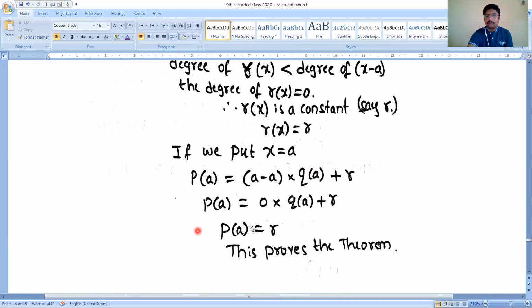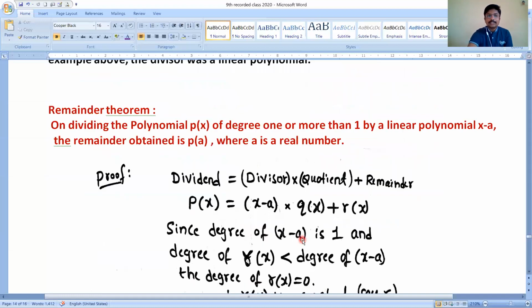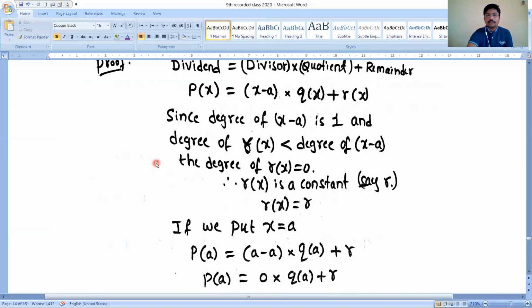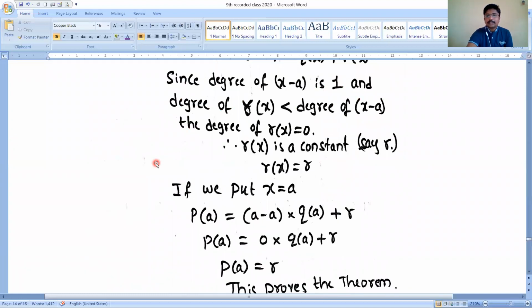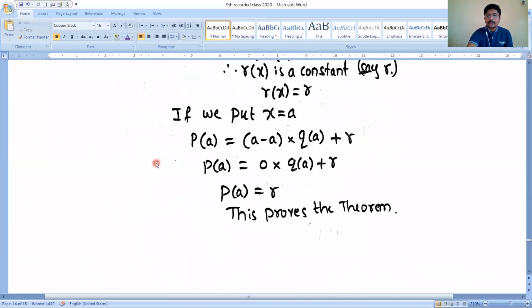Therefore, p of a is the remainder we are getting. This is about the remainder theorem. Based on this, we will solve examples in the next class. Thank you.